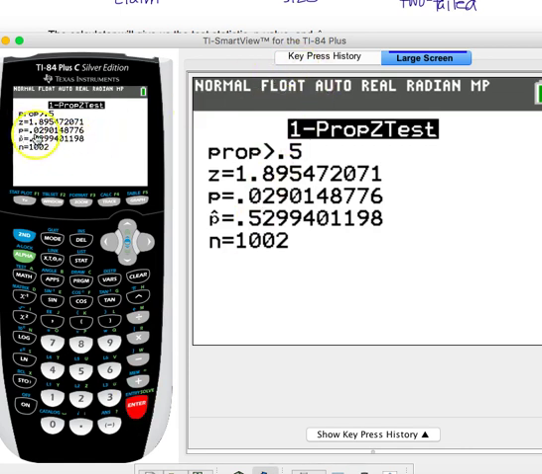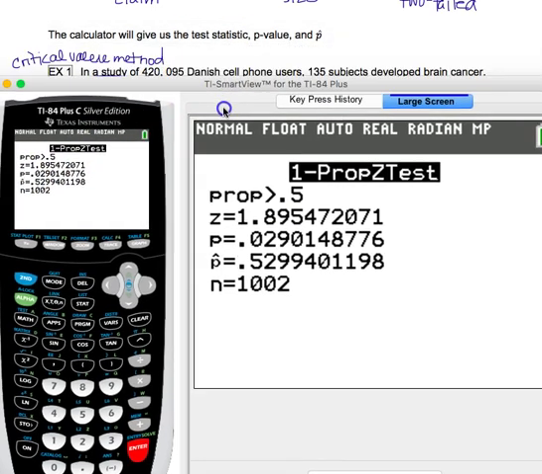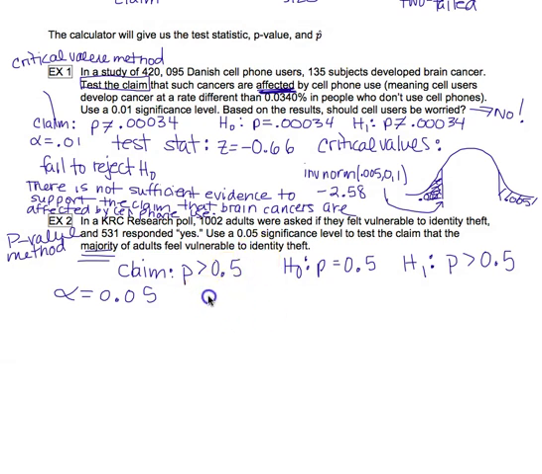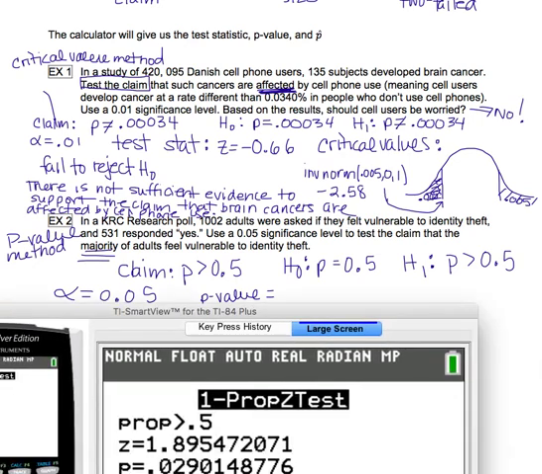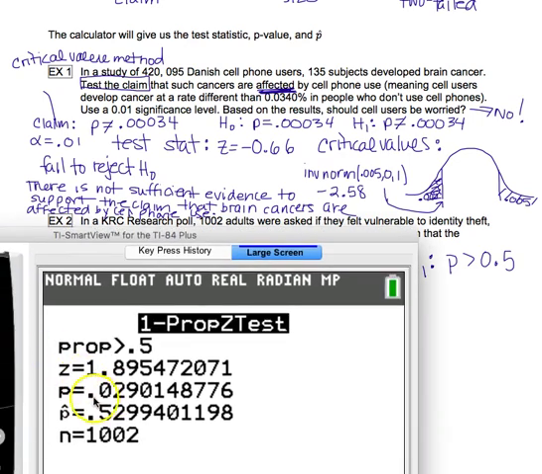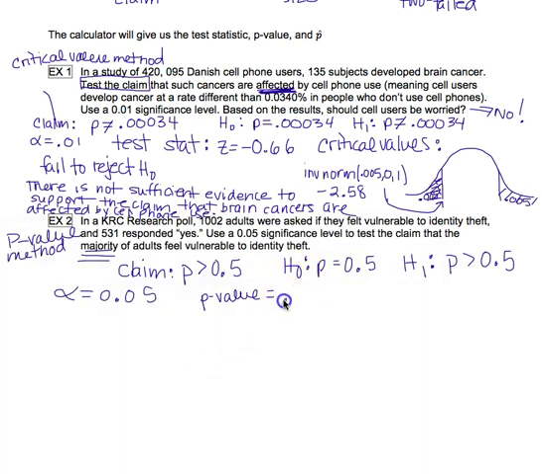Now again, we're using the p-value method, so notice it's just plain p, not p hat. So my p-value, and I don't write p equals, I write p-value equals, because we don't want to confuse that with p, the proportion, the part that's in the claim. So in this case, our p-value is 0.0290. And so remember that with p-value method, we're comparing the p-value to the alpha value.